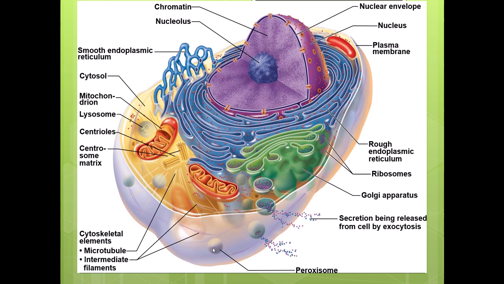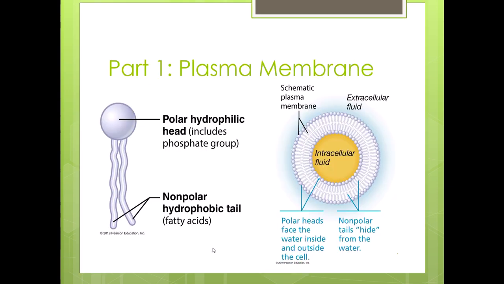So this is our generic animal cell. We are animals, we human beings, and so we do have all of these organelles inside our cells. And part 2 will focus on the various organelles in the cell. But let's talk about the plasma membrane first. So this is part 1.